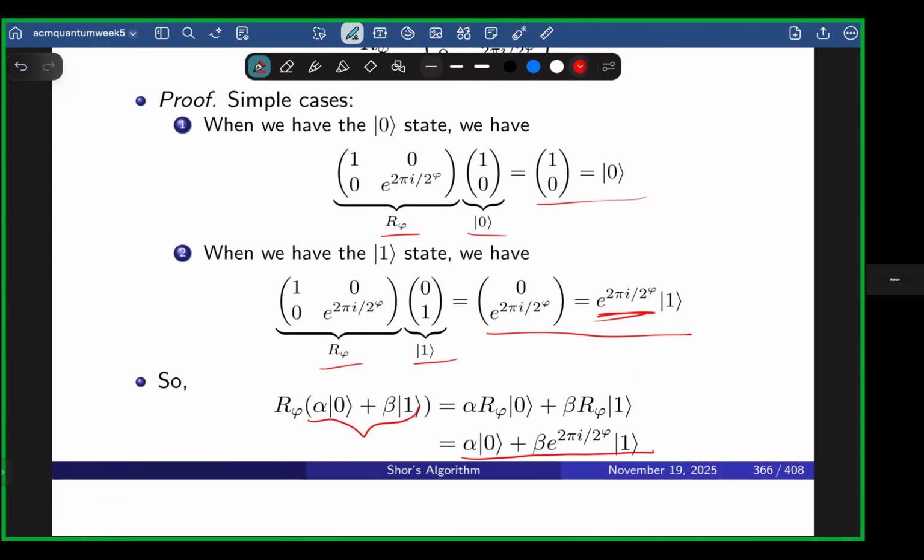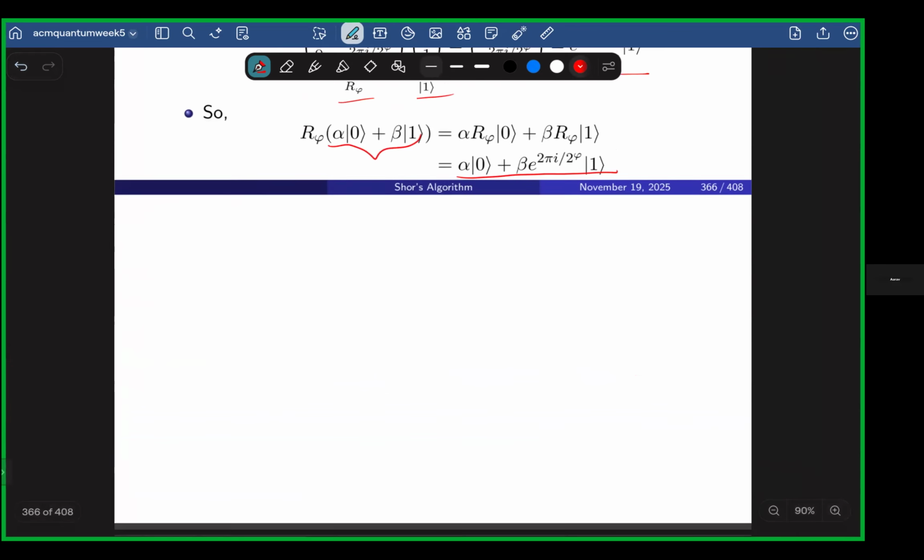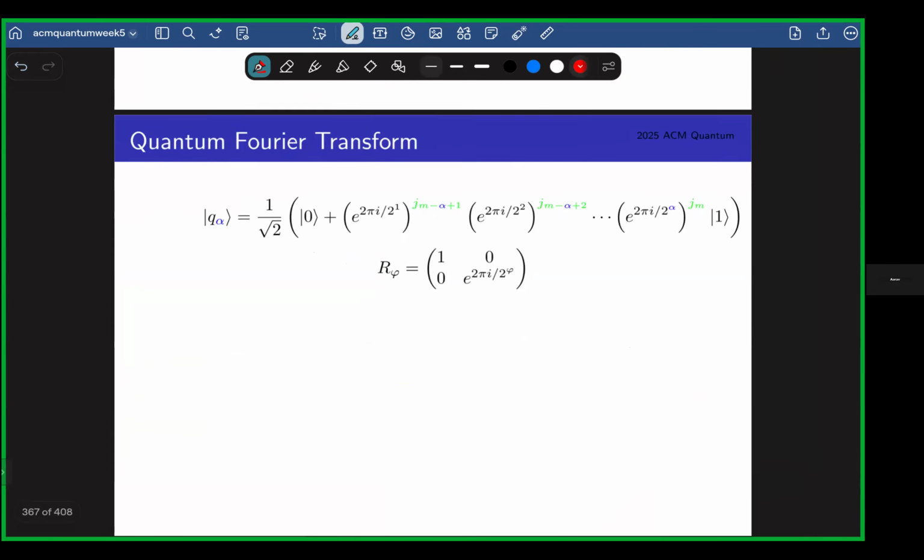And then you can do linearity on the gate. It's a quantum gate. It's completely reversible and everything.